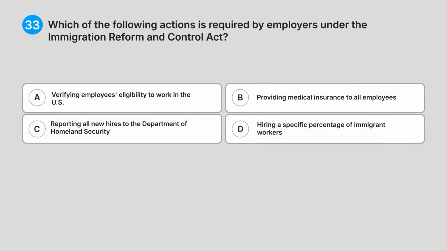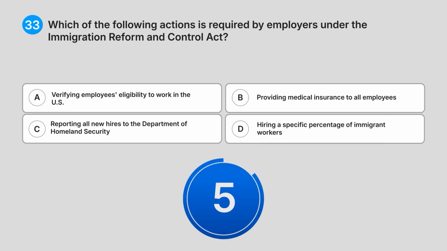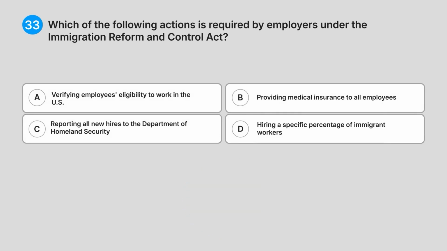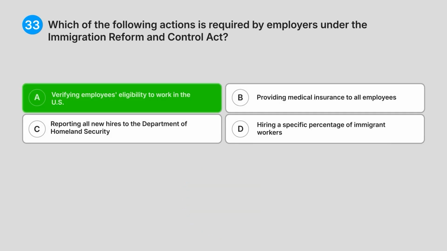33. Which of the following actions is required by employers under the Immigration Reform and Control Act? A. Verifying employees' eligibility to work in the US. B. Providing medical insurance to all employees. C. Reporting all new hires to the Department of Homeland Security. D. Hiring a specific percentage of immigrant workers. Can you guess the answer? Correct answer, A. Verifying employees' eligibility to work in the US.